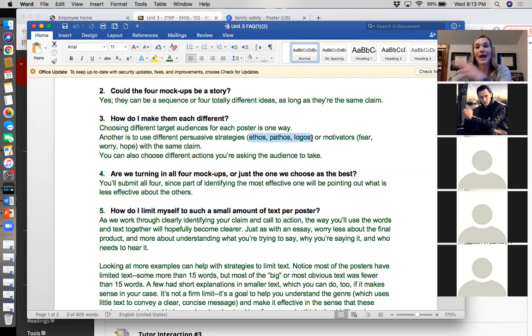Like, let's try to aim for happiness, right? So you can compare them side by side and make them different that way too, by looking at opposite ends of the spectrum. And you could also choose different actions that you want your audience to take.